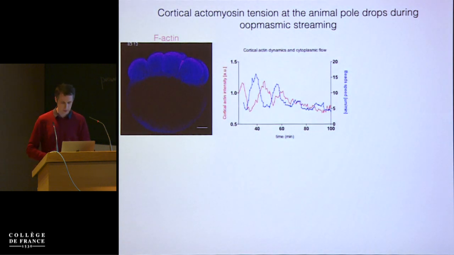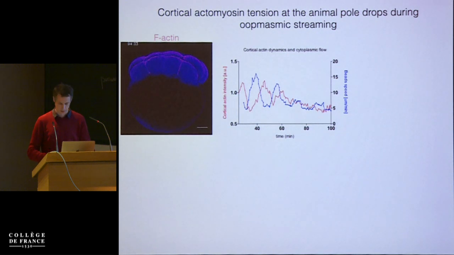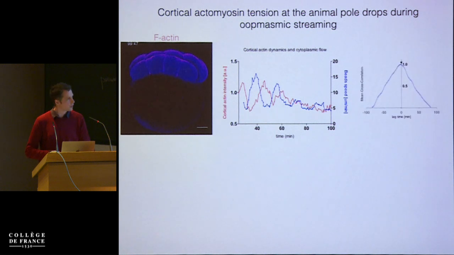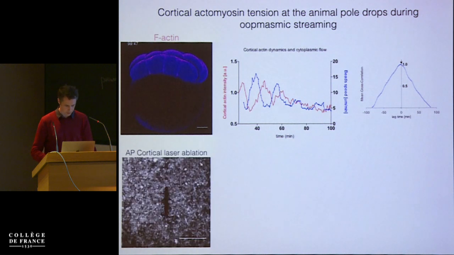So this is entirely consistent with the idea that disassembly of cortical actomyosin at the animal pole triggers these ooplasmic flows. And there's a very strong, very clear correlation between the disassembly, often the disappearance, of the actomyosin cortex at the animal pole, and the flow of ooplasm up to the animal pole.